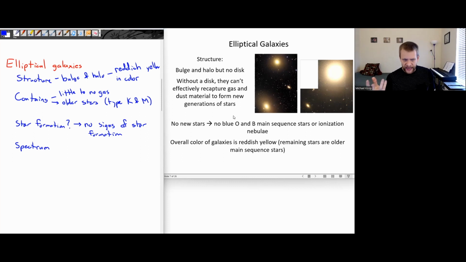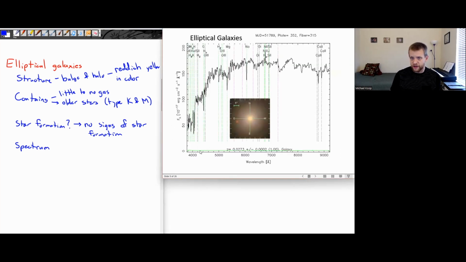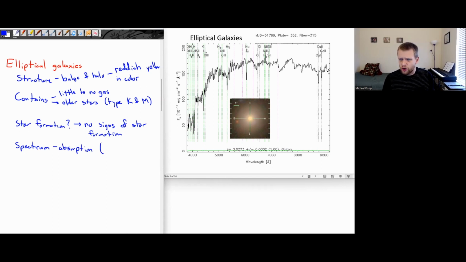Well, if there's little to no gas, no signs of star formation, then what kind of a spectrum are they going to have? Well, this is one of the spectra of an elliptical galaxy, and their spectra are overall going to be those absorption spectra. And what are some of the key features? Well, I can see some pretty strong sodium and magnesium lines, so downward spikes there. I'm getting a couple of these wider gaps, some of those molecular absorption bands. And these are all the absorption features of older stars.